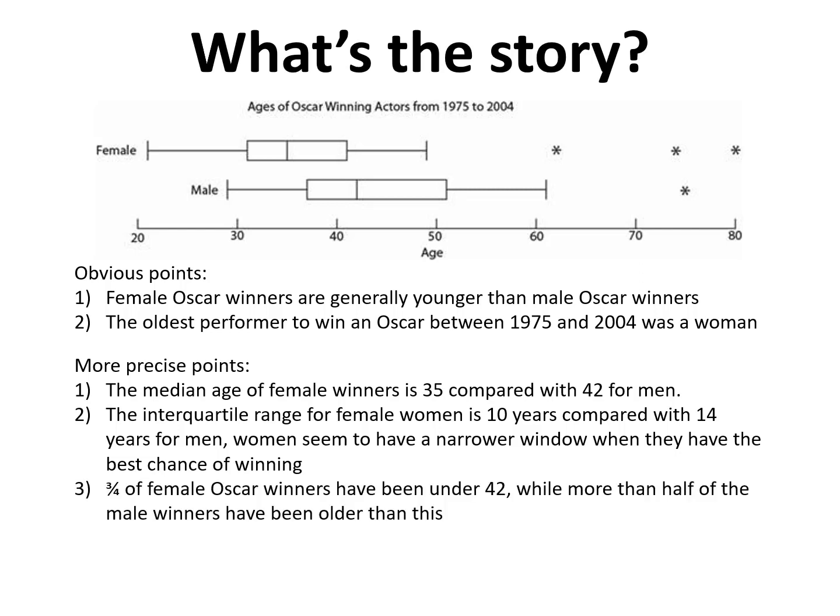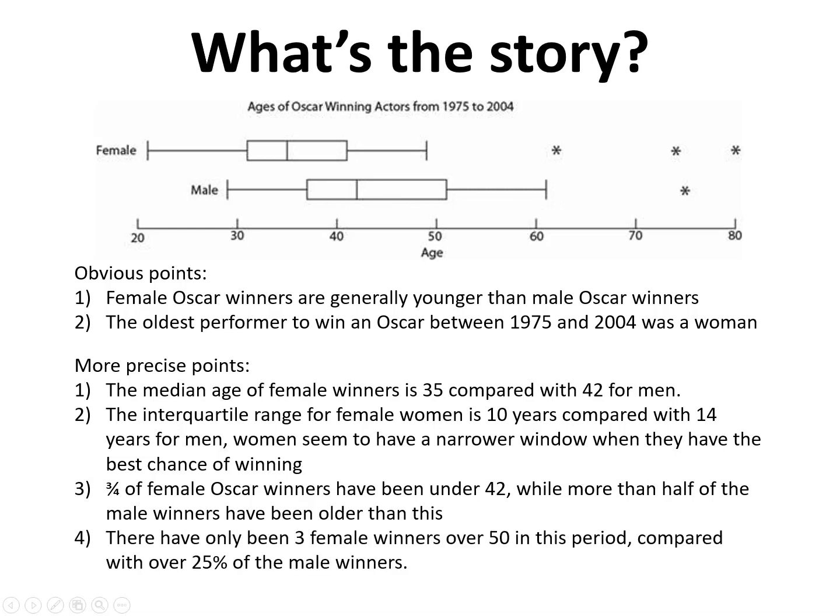You can also see that 3/4 of female Oscar winners have been under 42, compared to more than half of the men who are over that age. And finally, only 3 female winners have been over the age of 50, whereas over 25% of the men have been that age. Older women and older men are treated very differently by the Motion Picture Academy.